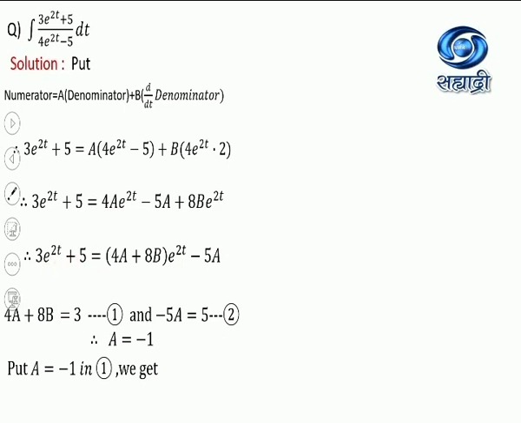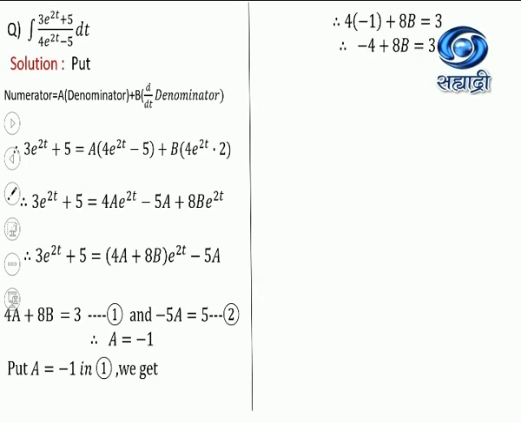Now comparing on both the sides, we get 4a + 8b = 3 and -5a = 5. Therefore a is equal to -1. Now put a = -1 in equation 1. So we get 4 into -1 plus 8b equal to 3. Therefore -4 + 8b = 3. Therefore 8b is equal to 3 + 4, that is 7. And therefore b is equal to 7 by 8.